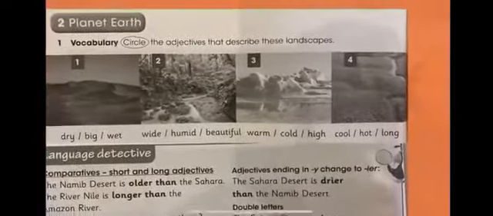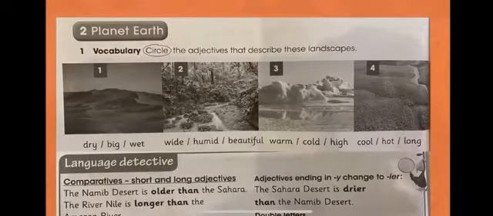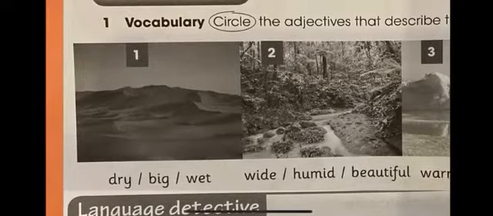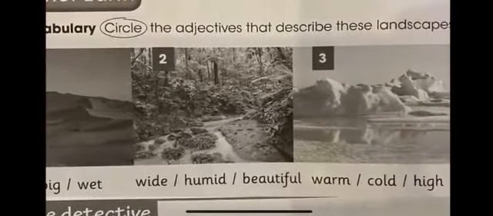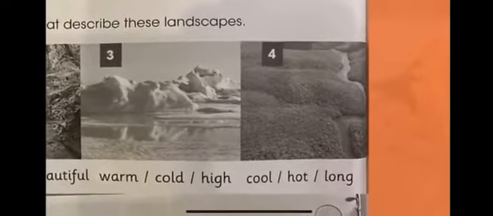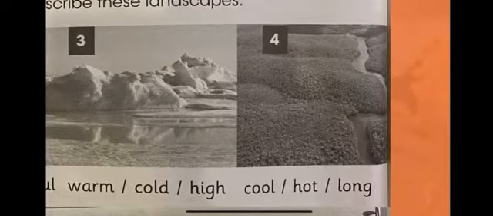What you have to do is circle the adjectives that describe these landscapes. Fine. Just see, for every landscape there are 3 adjectives given. The first one is: dry, big, wet. So it's a desert. Then comes the rainforest: wide, humid, beautiful. Then warm, cold, high. Then this river: cool, hot, long. So just circle the appropriate adjective for each of these landscapes.